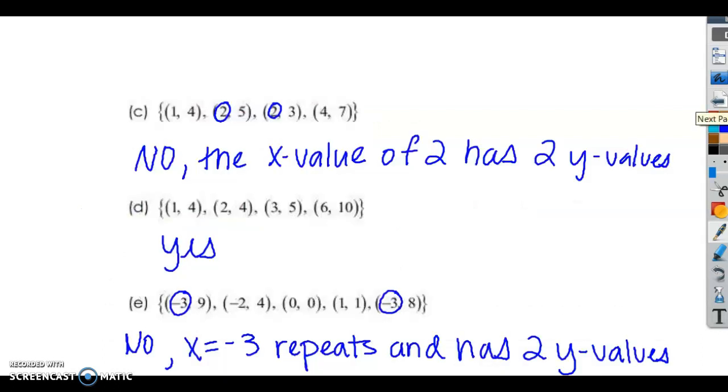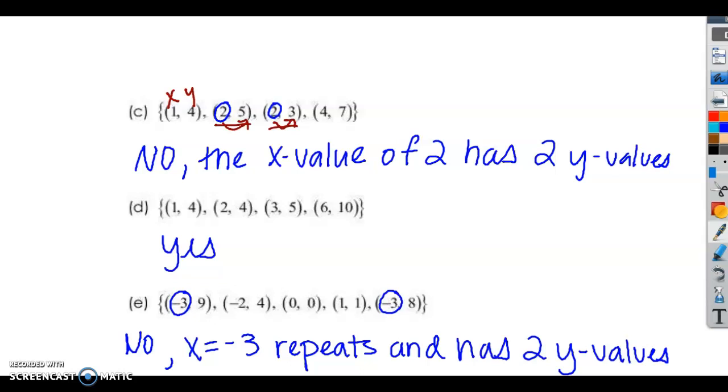Okay, so for every x, so here's your x coordinate and here's your y coordinate. X has to have exactly one y. Take a look at these two ordered pairs. Sometimes when you put a 2 in the function, you get a 5. Right? Sometimes when you put 2 in, you get a 3. So every x value does not have exactly one y value associated with it. So no, that's not a function.